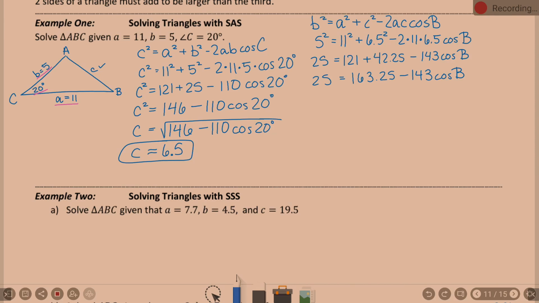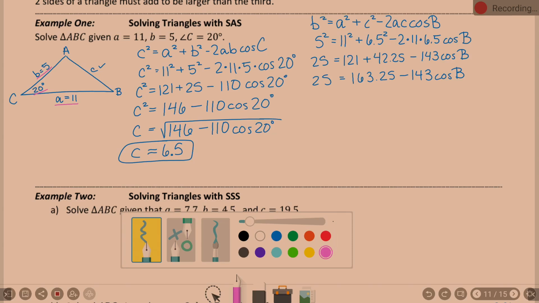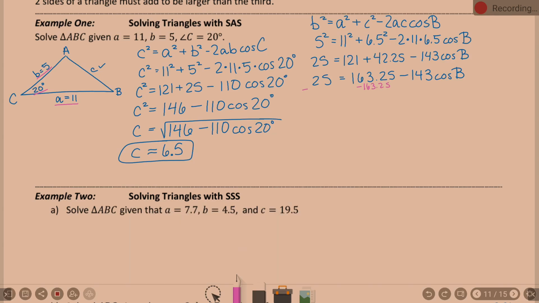Okay. We're working to get B by itself. So first of all, and I'm not going to always write this out, I just am as the first example. We're going to subtract the 163.25 over to the left. 25 minus 163.25, negative 138.25 equals negative 143 cosine B. Notice that number in front of cosine keeps staying attached to it, right? It can't add and subtract to other things. Now what's my next step?